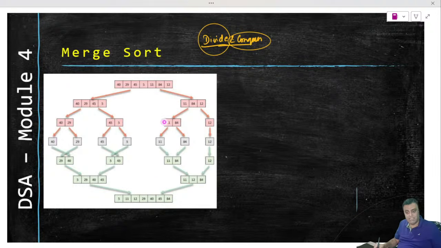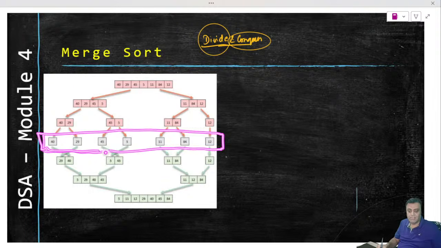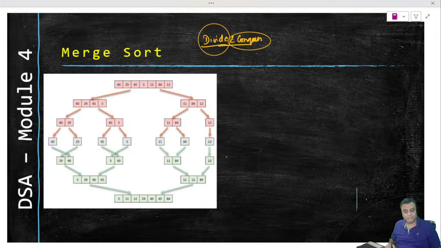Once we have split the array and we do not have more than one element in that array, we will stop our divide phase. Our divide phase is done. So now we will do a conquer phase.